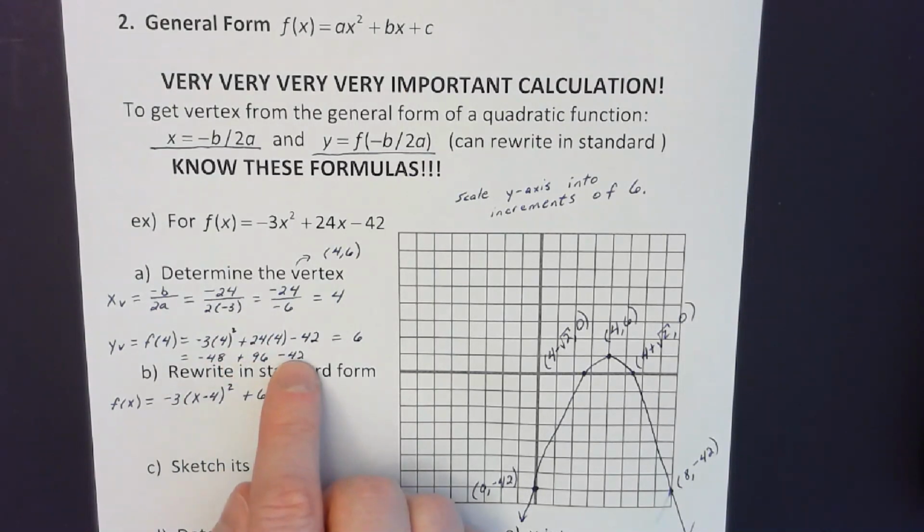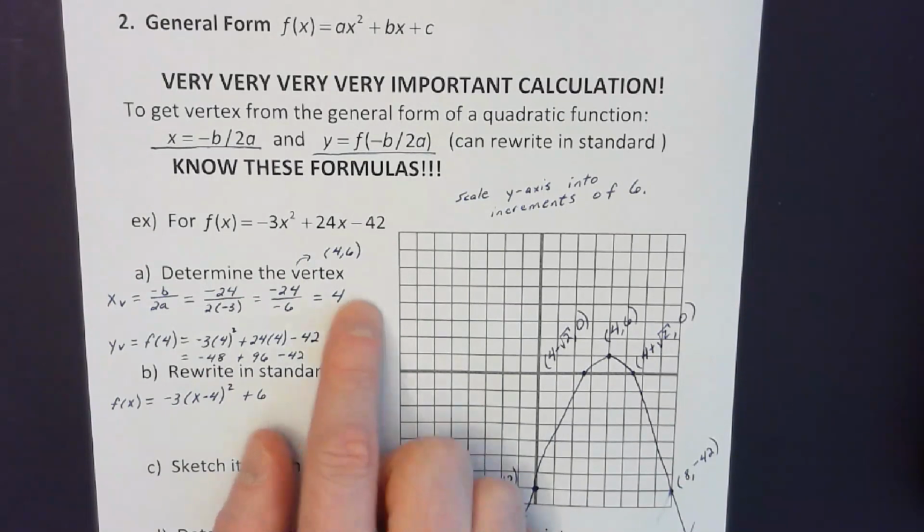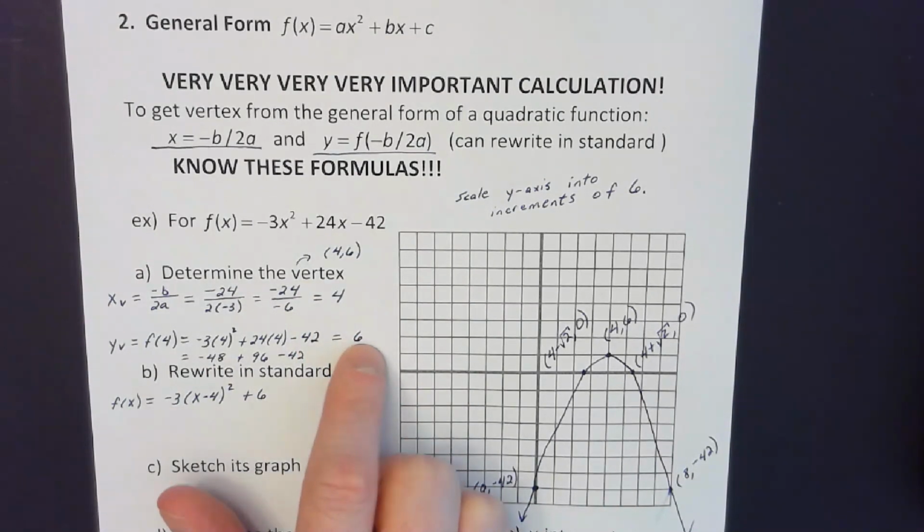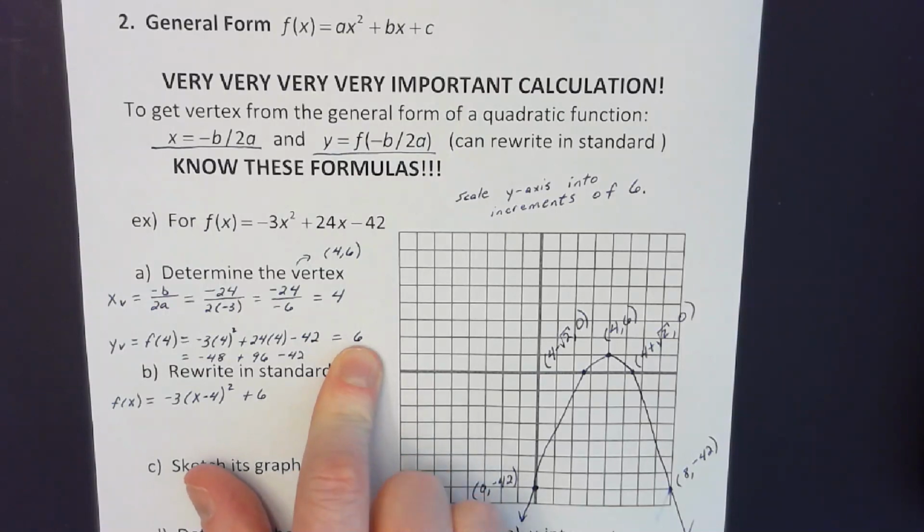Then I have minus 42. -48 minus 42 would be -90 plus 96. Gives you the 6 for the y value of the vertex. So I know that my vertex is at the ordered pair 4, 6.